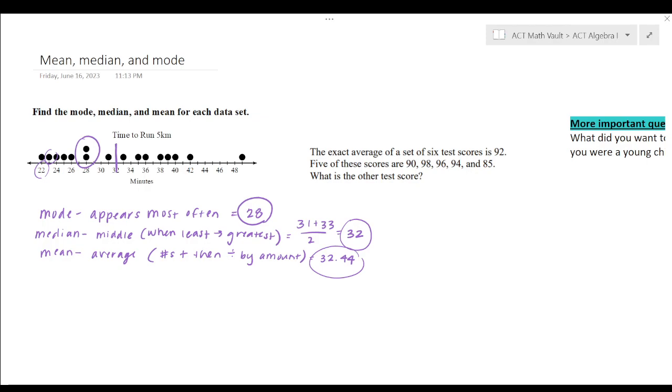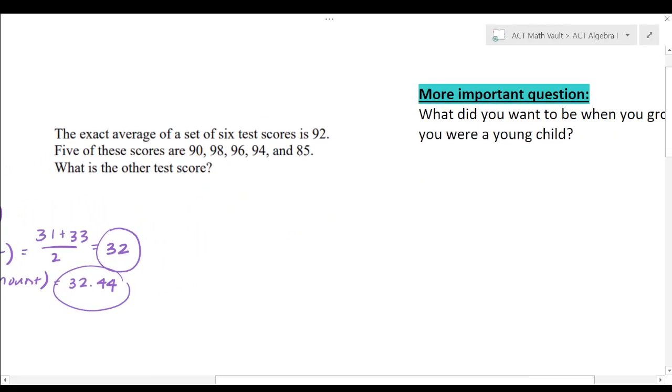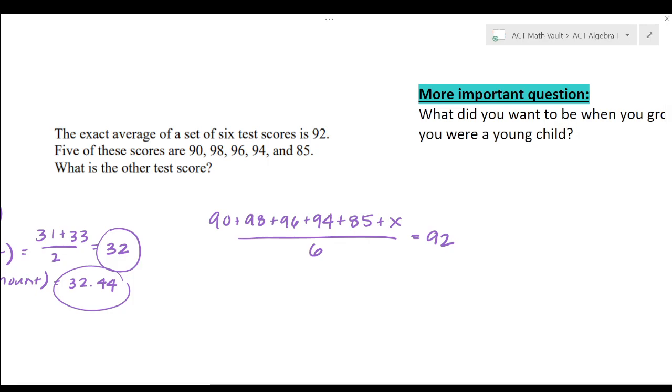You have 5 test scores. You've got 90, 98, 96, 94, 85, and then typically you'd say plus whatever else, all over 6, is equal to the average. But we know the average. The average is 92. It's that X number that we don't know. So now what do we do?